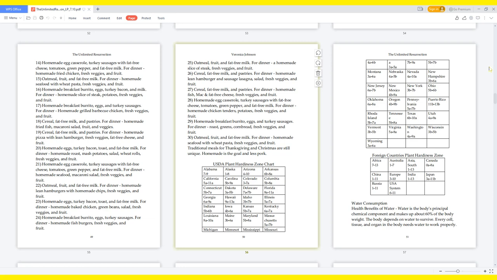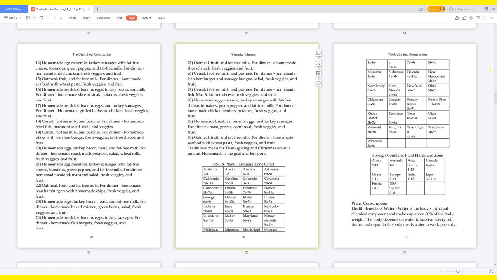24, homemade breakfast burrito, eggs, turkey sausages. For dinner, homemade fish burgers, fresh veggies, and fruit. 25, oatmeal, fruit, and fat-free milk. For dinner, a homemade slice of steak, fresh veggies, and fruit.